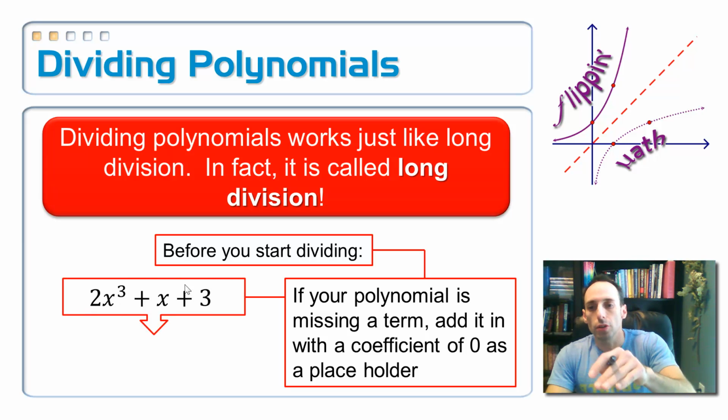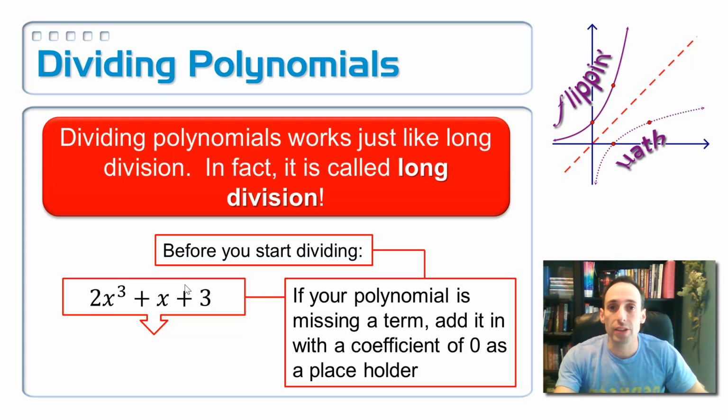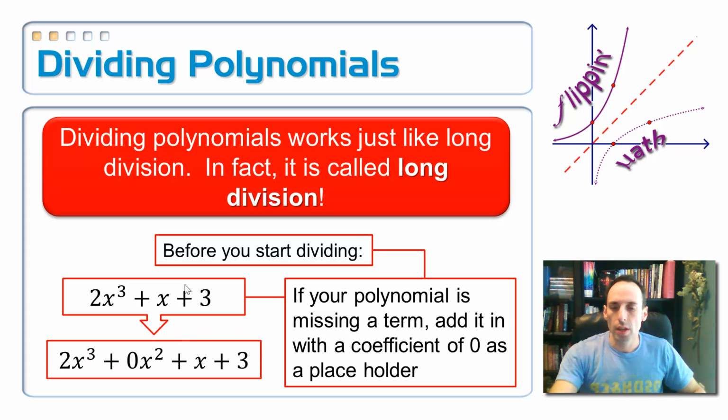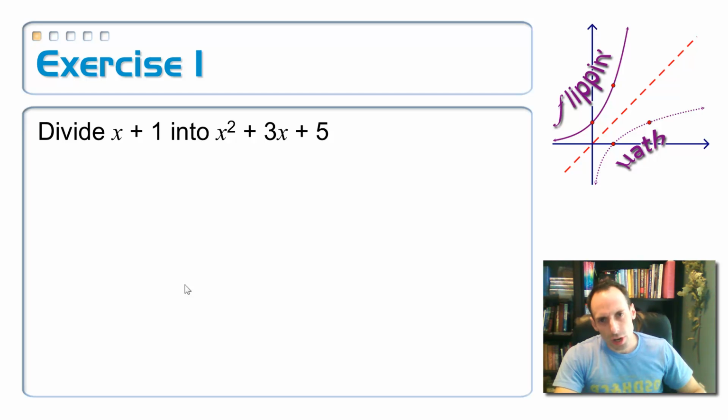I have 2x cubed plus x plus 3. I'm missing an x squared term. So whenever I do this long division, so that everything lines up properly, I need to put a 0x squared term in its place just as a placeholder. Okay, so let's try one.